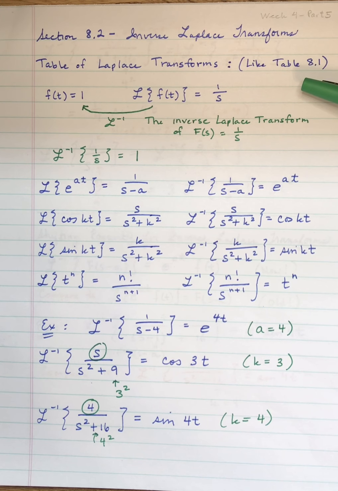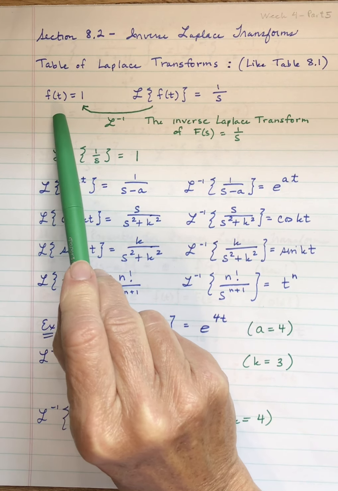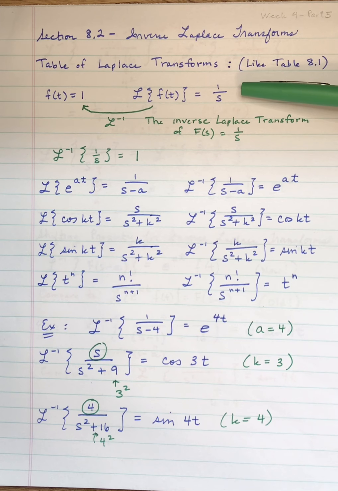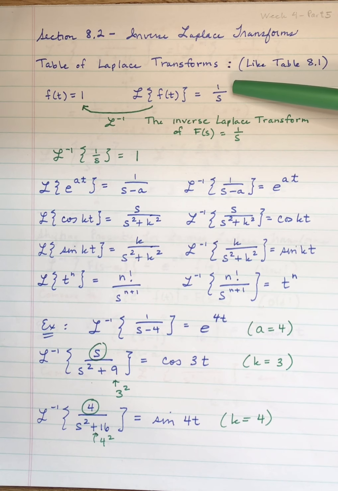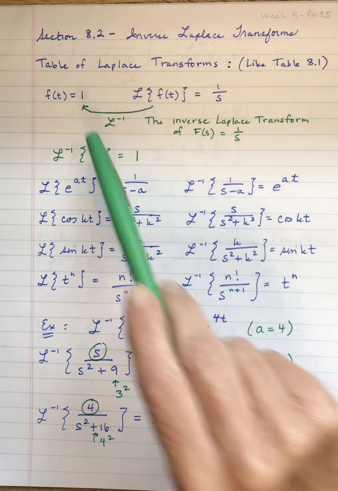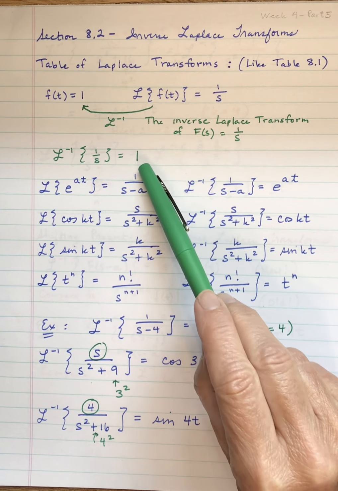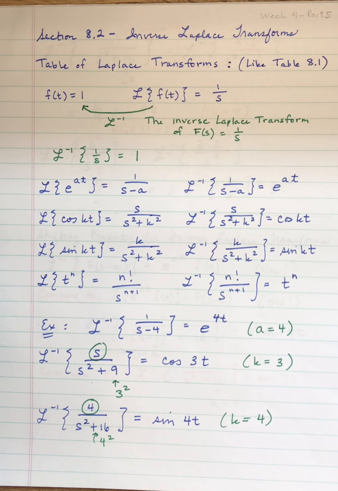table 8.1. So we would have a column that says little f of t is 1. Its Laplace transform is 1 over s. So if given 1 over s, somebody might ask, what is the inverse Laplace transform of 1 over s? In other words, what's the function little f of t whose Laplace transform gives you 1 over s? So that's what that means. So the inverse Laplace transform of 1 over s is just 1.